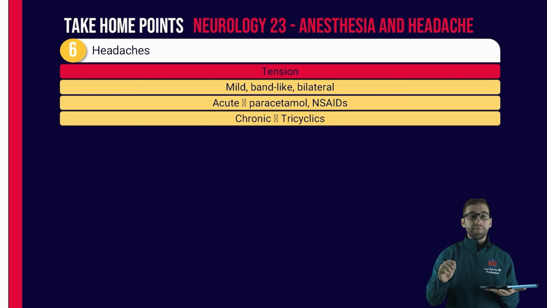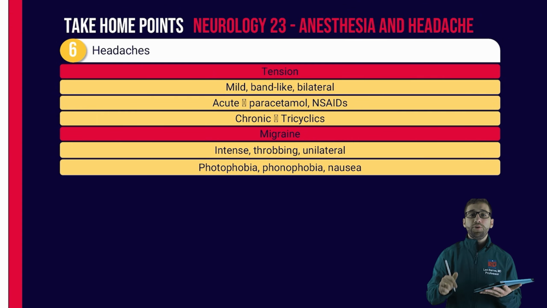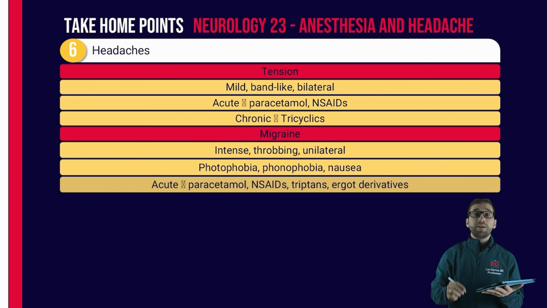Chronic tension headaches can be managed with tricyclic antidepressants. Migraines are intense, throbbing, and unilateral, often accompanied by photophobia, phonophobia, and nausea. Acute treatment involves paracetamol, NSAIDs, triptans, and ergoderivatives.